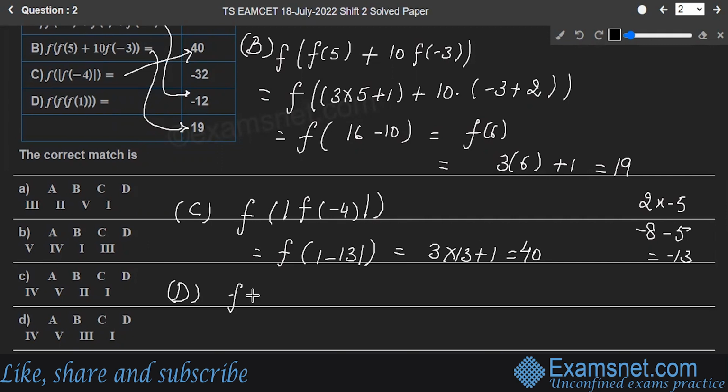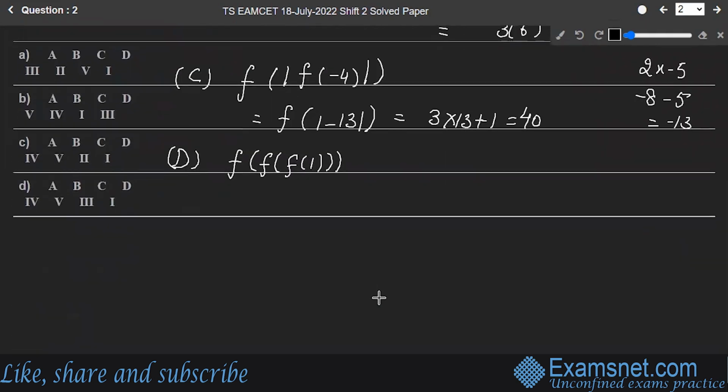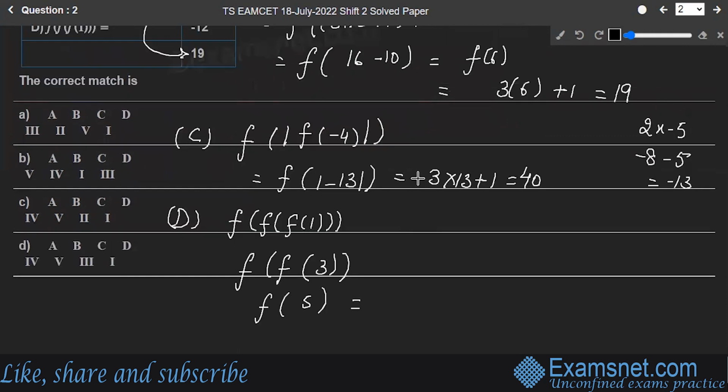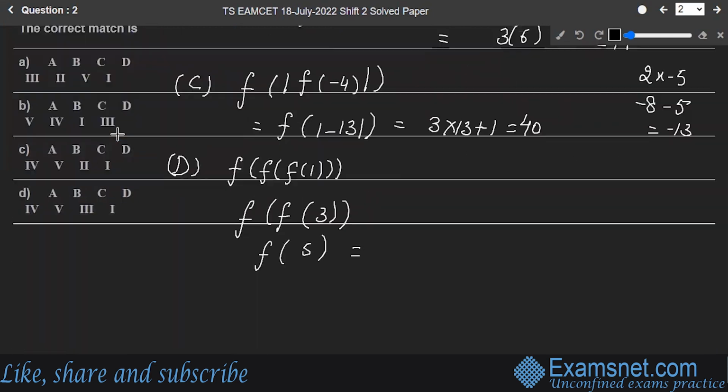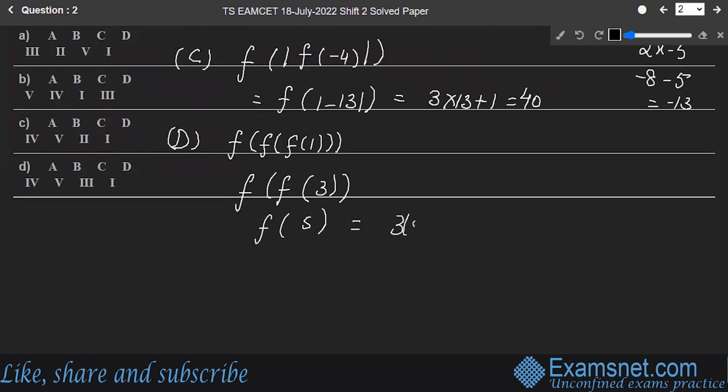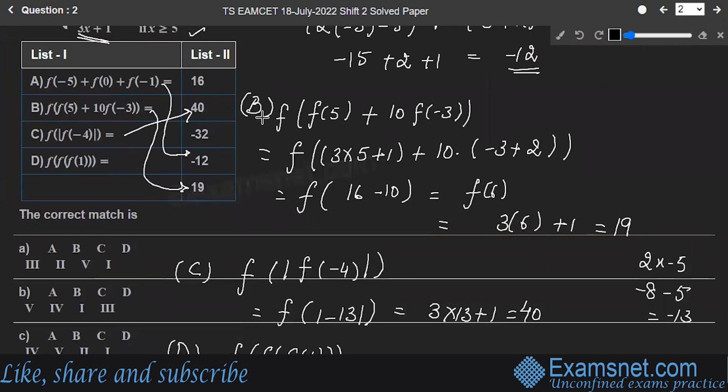D option, f of f of 1. So for 1, I have the x plus 2 function. So this will be f of 1 plus 2, which is 3. Now 3 will come in the same x plus 2 function. So I'll have f of 3 plus 2, which is 5. Now 5 is greater than or equal to 5, so I'll take the 3x plus 1 function. So this is equal to 3 into 5 plus 1, which is equal to 16. So the last one matches with 16.